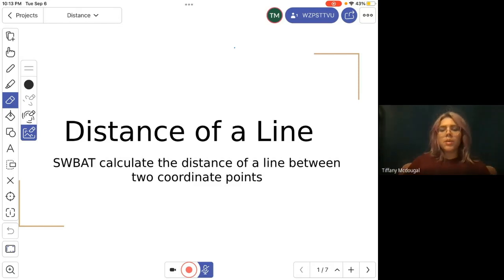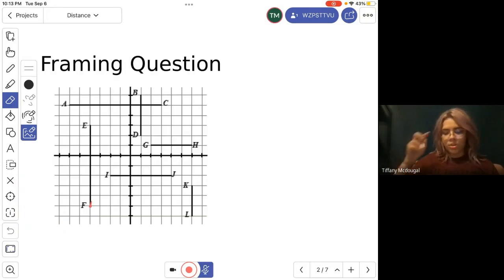Hi everyone. Today we're going to be talking about distance and how to find the distance of a line. Your objective for today is students will be able to calculate the distance of a line between two coordinate points. Let's go ahead and jump in.